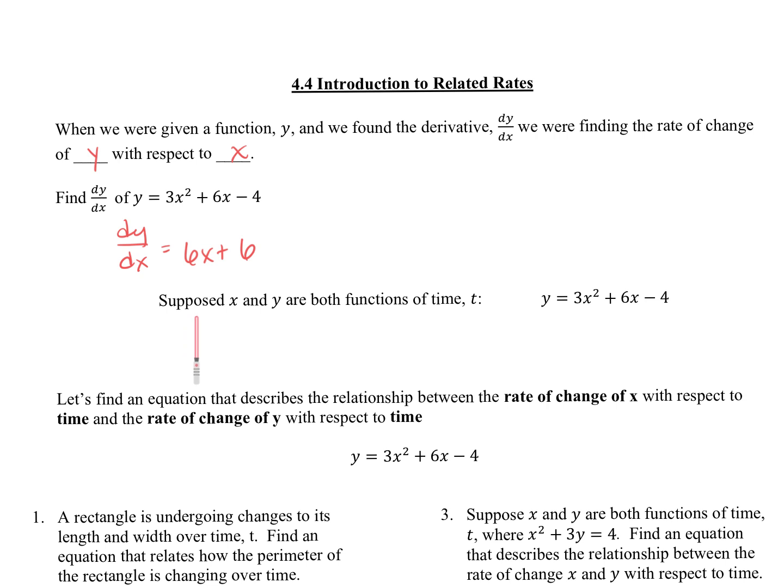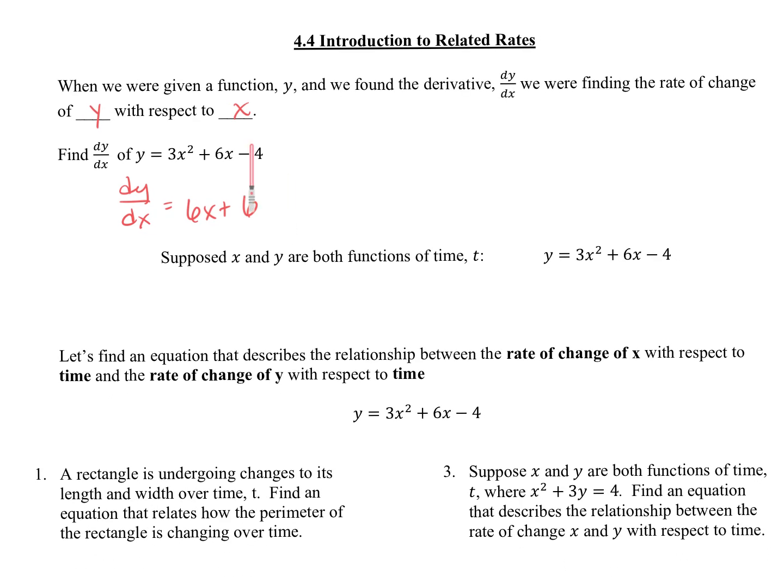Okay. But then look what I say. I say now, suppose x and y are both functions of time. So again, now we're finding these derivatives with more respect to the real world as opposed to just x. So now we're talking about with respect to time, t. So instead of finding dy dx, because before it was always with respect to x, now we're going to go find dy dt. Okay?